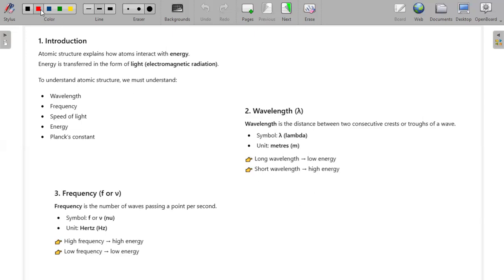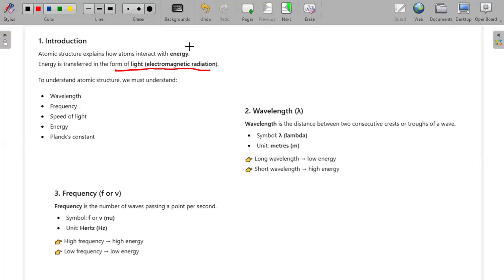All right, so a simple introduction to atomic structure. Atomic structure simply explains how the atoms interact with energy. Energy is transferred in the form of light. So when you're talking about atomic structure, all the energy that we are going to be talking about will be transferred in form of light. And that light comes from what we call the electromagnetic radiation. Later on, we'll talk about the electromagnetic spectrum.